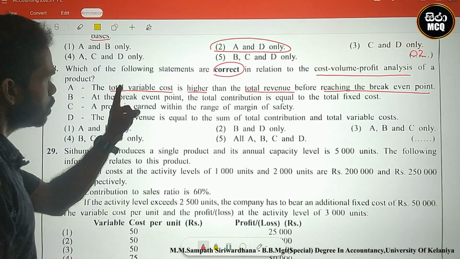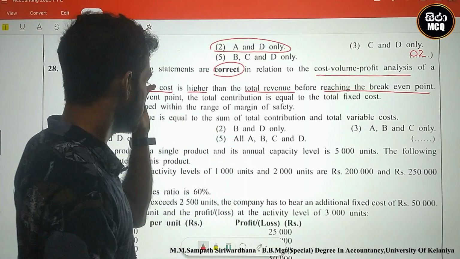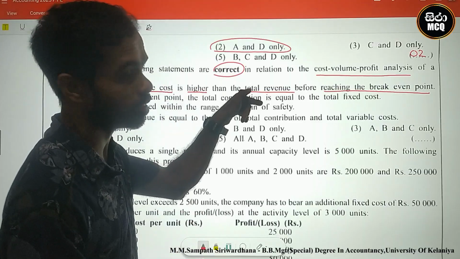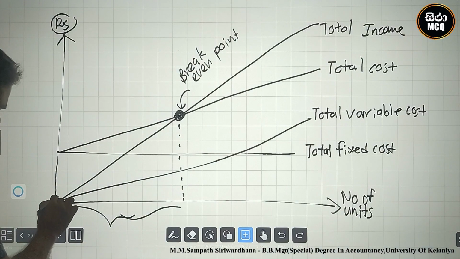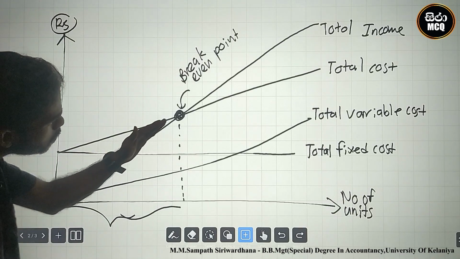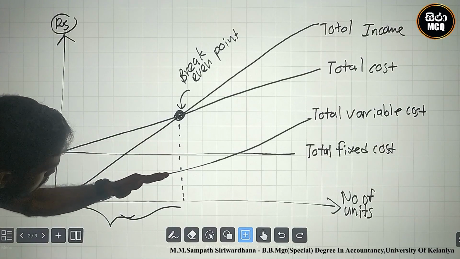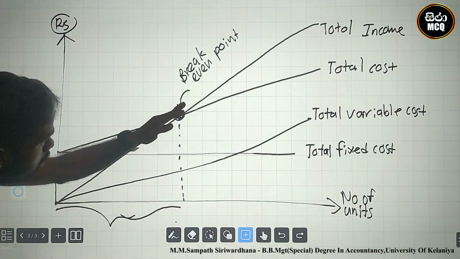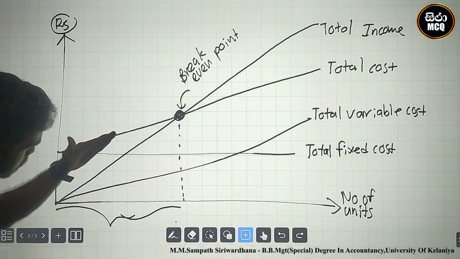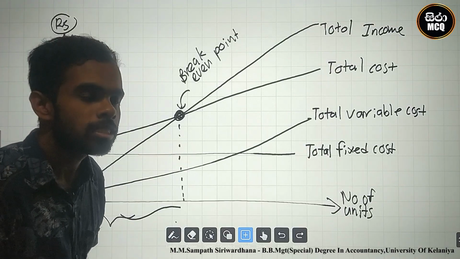Look here, they said total variable cost is higher than total revenue. Look here, total variable cost is higher or lower? Total income is this one. What is the total variable cost? Total variable cost is there only up to the break-even point. Total income is there. Total variable cost is there.